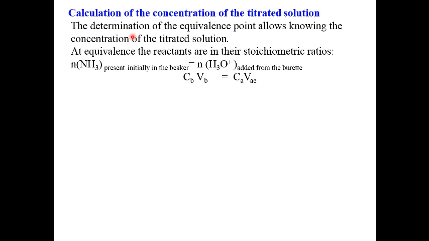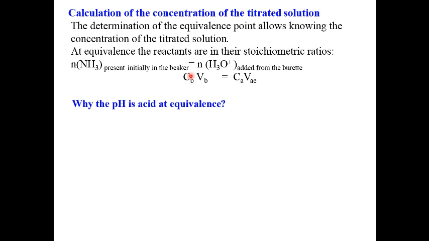Typically, at the equivalence point, the reactants are in their stoichiometric ratios. So n of NH3 present initially in the beaker is equal to the number of moles of H3O+ added from the burette. All these are given except for CB in this case, so it will be calculated.